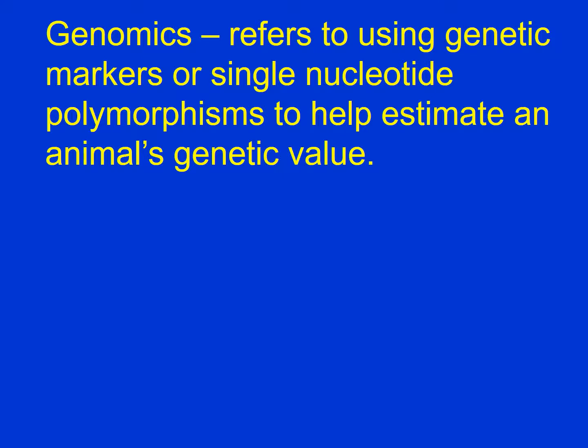Genomics refers to using genetic markers or single nucleotide polymorphisms to help estimate an animal's genetic value. So we're actually looking at the biology. What are the genes and pieces of chromosome that are inherited from father to offspring, mother to offspring? What is the value of that piece of DNA?